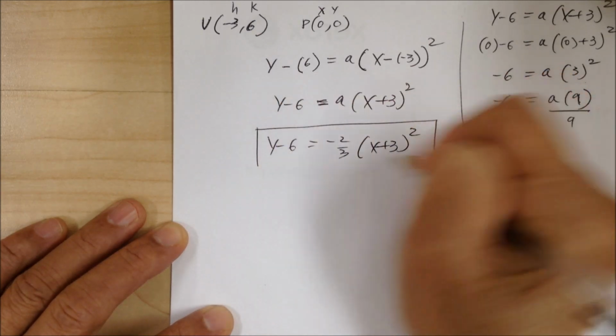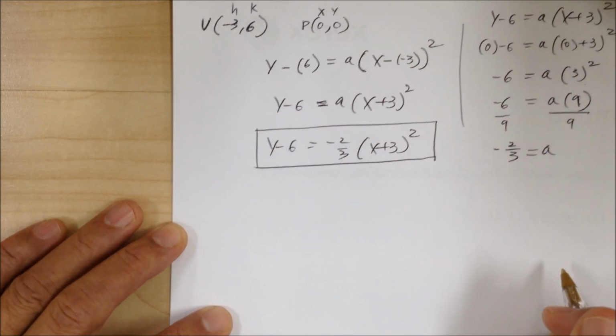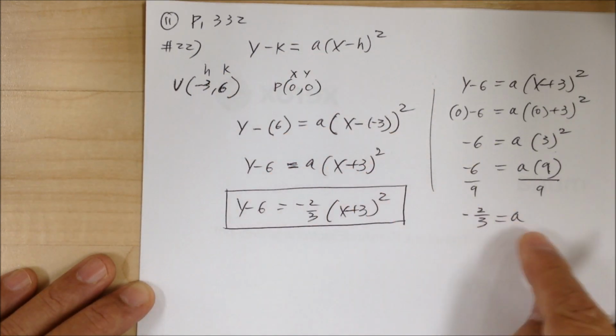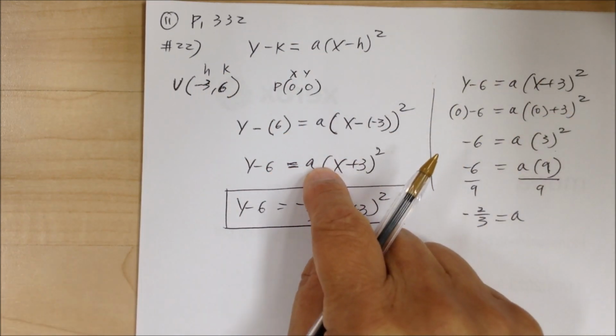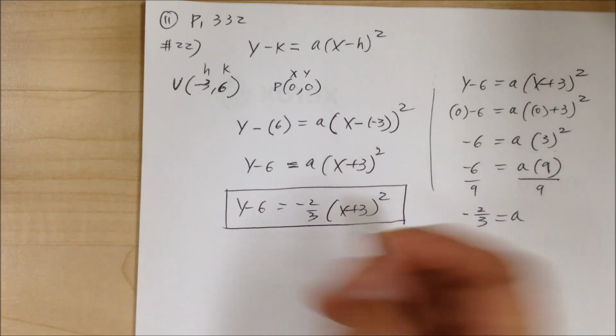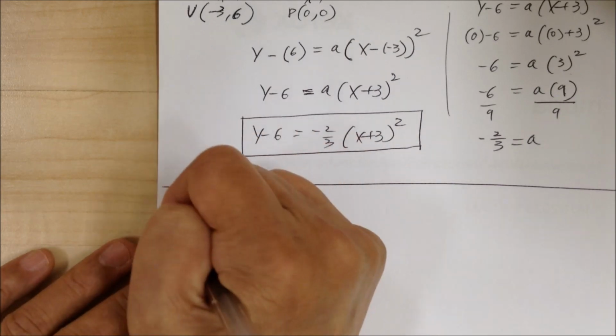And that's your answer. Okay, so you can substitute to get your h and k, and then substitute the other point to get your a. Okay, let's go to the next item.